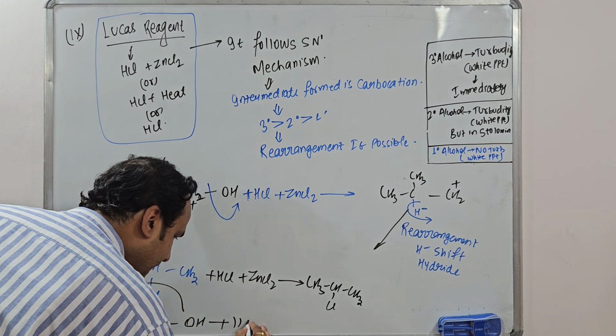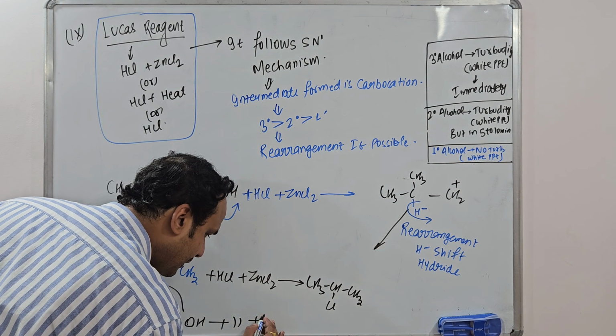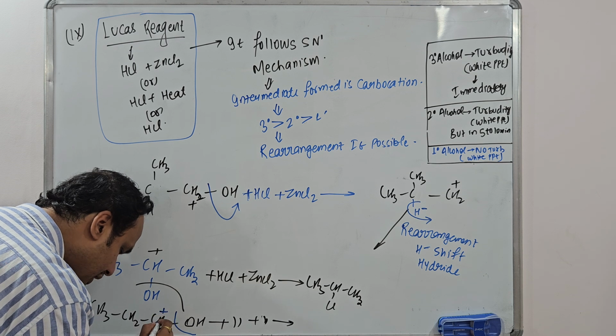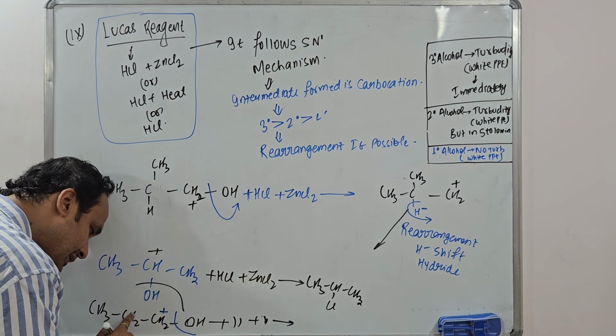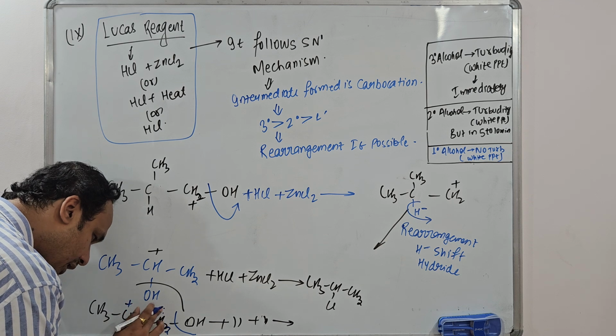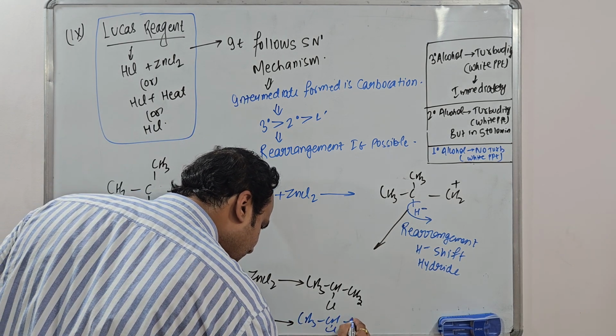Now suppose I have written over here CH3, CH2, CH2, OH. I am now reacting it with HCl plus ZnCl2. Is the bottom portion visible? Yes. What happens? This OH will be removed, and this will get a positive sign. Now this positive sign shifts over here, because of that one hydrogen is lost from here and the positive comes over here. Now you will get the product CH3, CH, Cl, CH3.